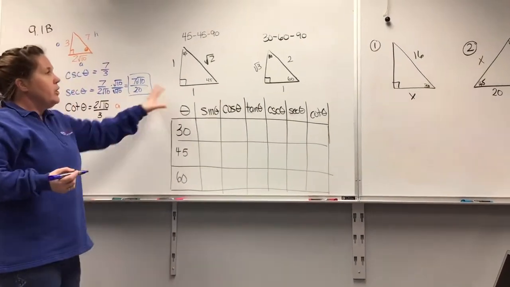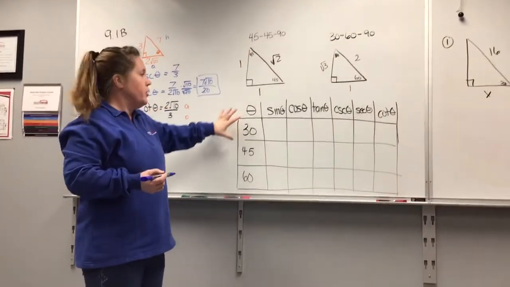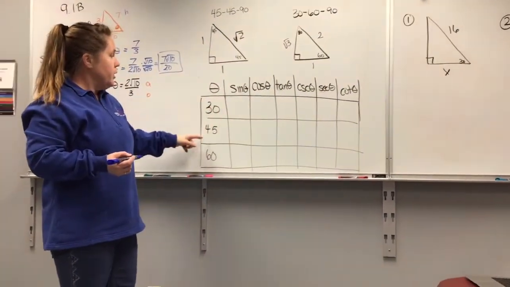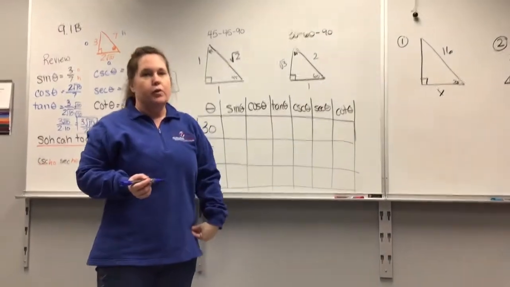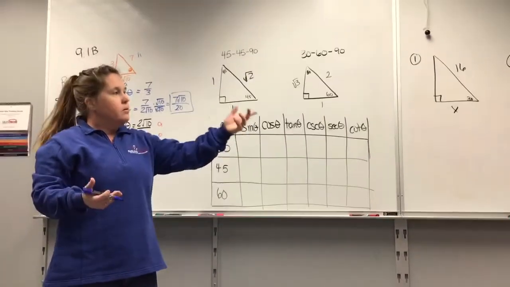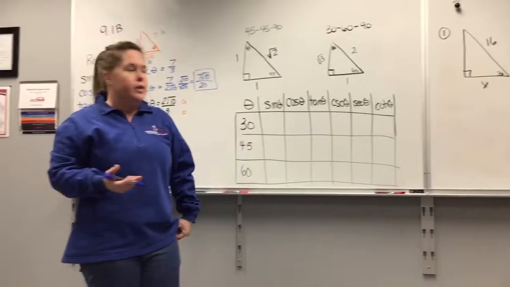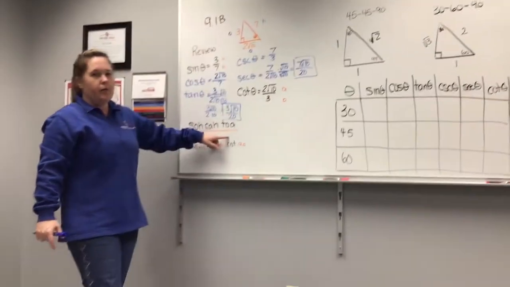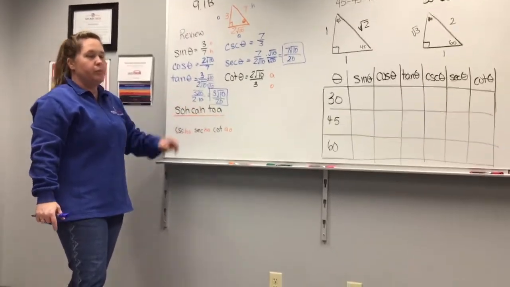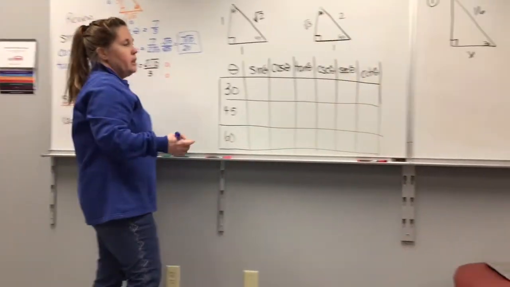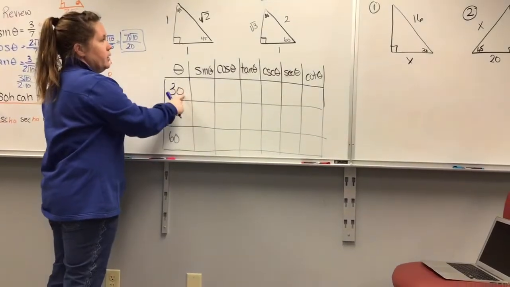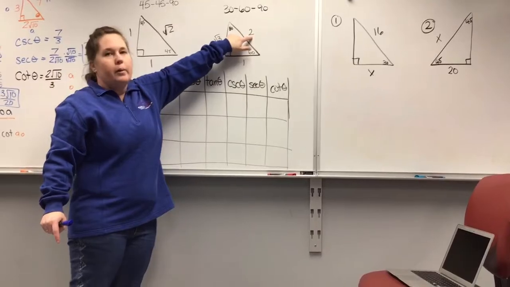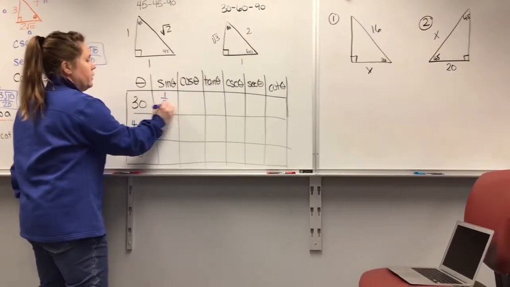Now, we are going to use these two special right triangles, and we're going to fill in the specific ratios for all 3 angles and all 6 trig functions so that we can solve to find unknowns for those special right triangles. So let's go back to our original SOHCAHTOA. I know what sine, cosine, tangent are, and then we can flip them to get our cosecant, secant, and cotangent. So sine, 30 degrees. Sine is opposite over hypotenuse. So the sine is going to be 1/2.